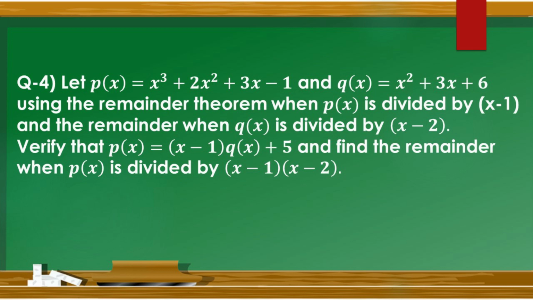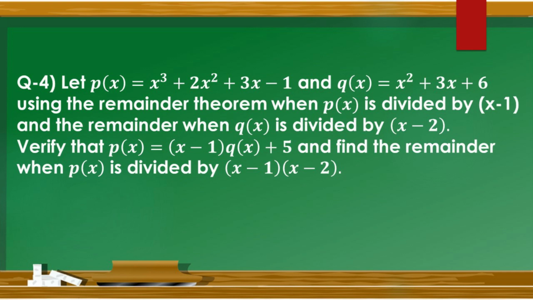Let P(x) equal x cubed plus 2x squared plus 3x minus 1 and Q(x) is x squared plus 3x plus 6. Using the remainder theorem, find the remainder when P(x) is divided by x minus 1 and the remainder when Q(x) is divided by x minus 2, right? You have to state the remainder theorem again for these two different cases, right? And also verify that P(x) equals (x minus 1) into Q(x) plus 5. Find the remainder when P(x) is divided by (x minus 1)(x minus 2). Okay, so I selected these questions from the past paper book. This is the 2016 paper.